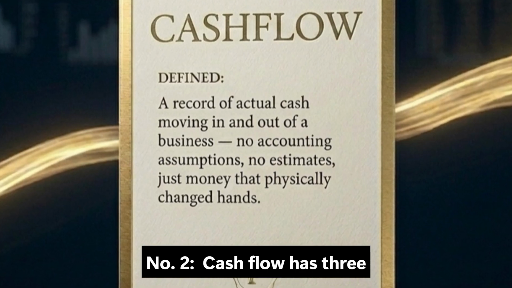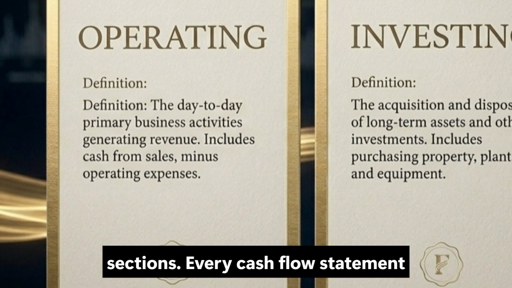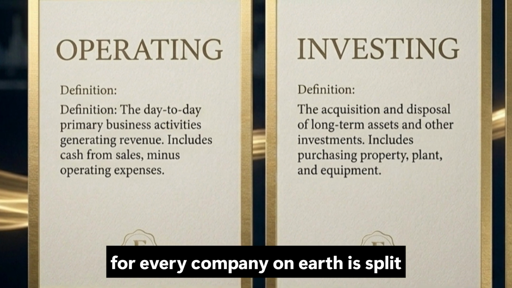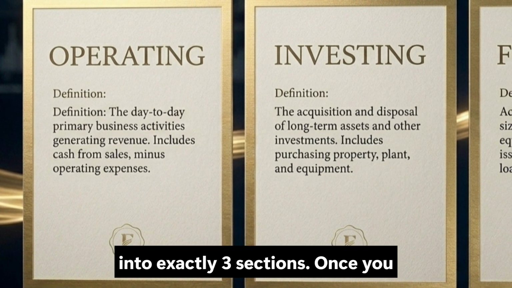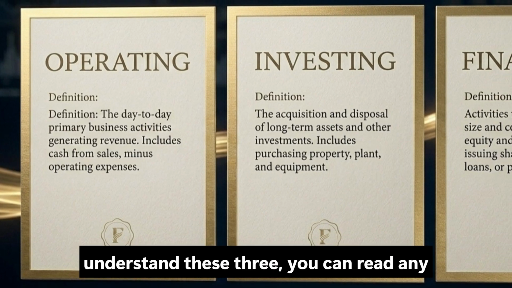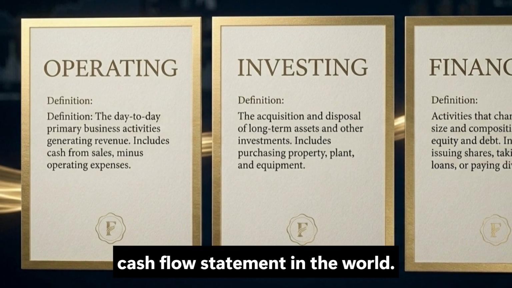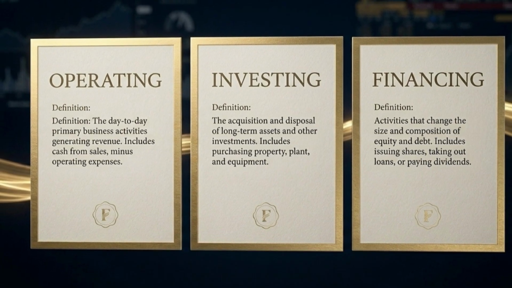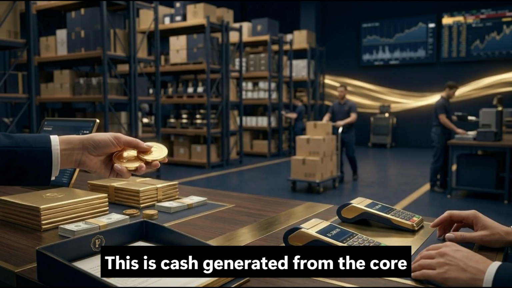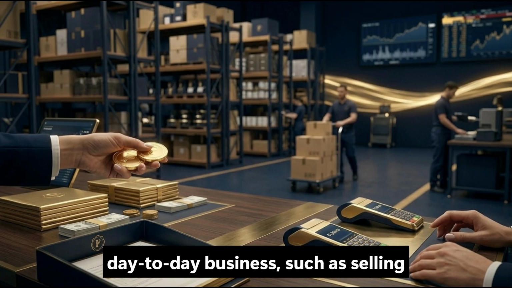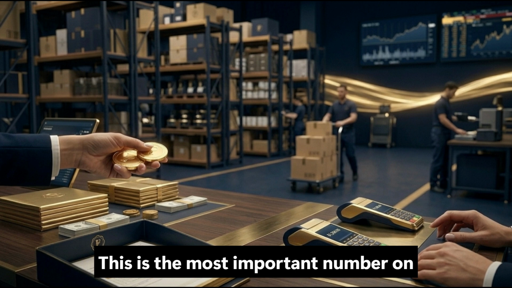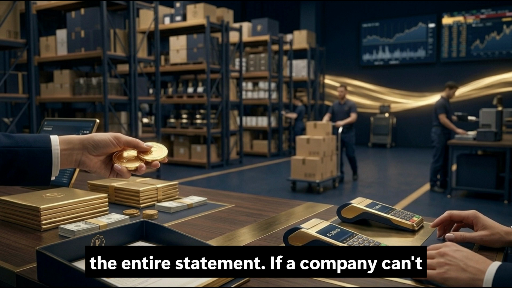Number 2. Cash flow has 3 sections. Every cash flow statement for every company on Earth is split into exactly 3 sections. Once you understand these 3, you can read any cash flow statement in the world. Section 1. Operating activities. This is cash generated from the core day-to-day business, such as selling products, paying suppliers, paying staff. This is the most important number on the entire statement.